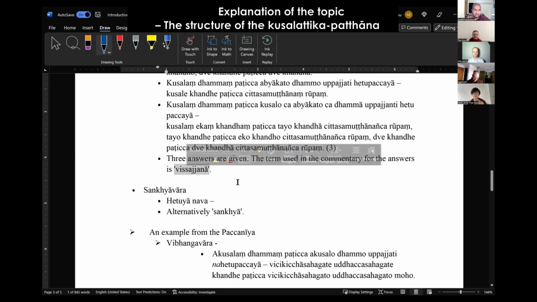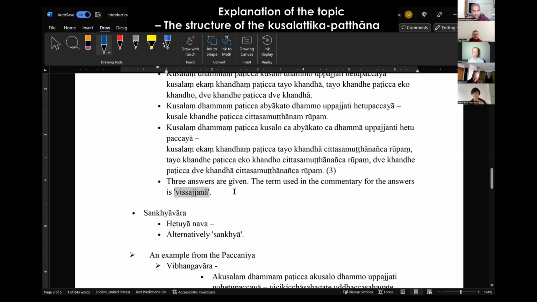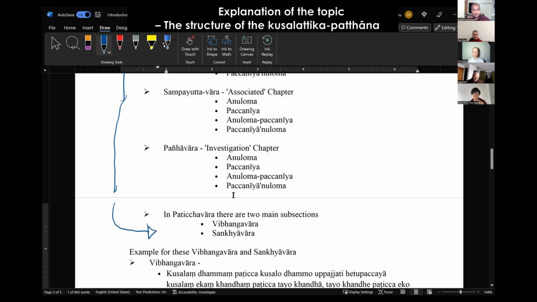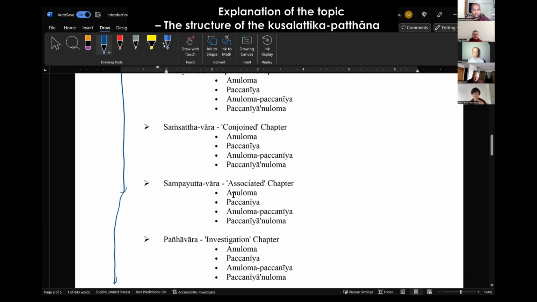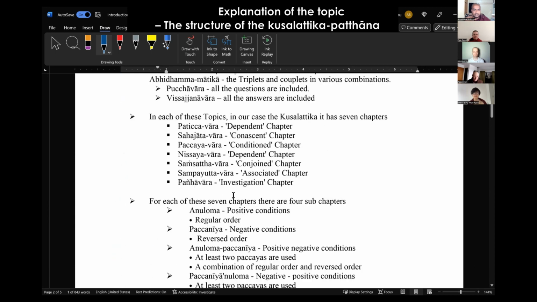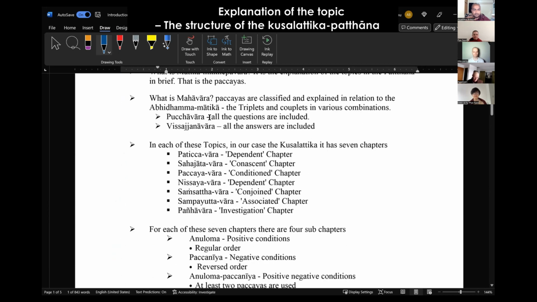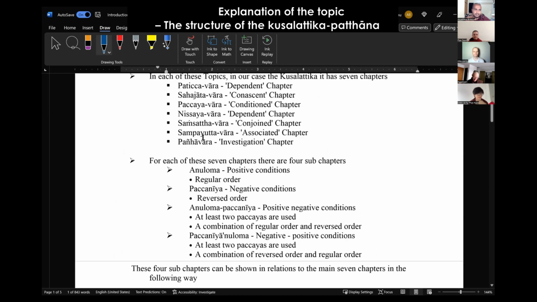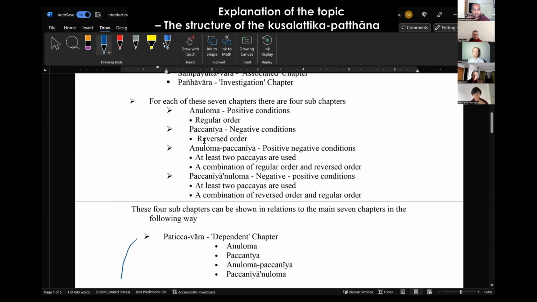So for these relationships, the term used in the commentaries is Vissajjana. Vissajjana means the answer. Why do we call this an answer? Because we saw in the Puccavara, the chapter of the questions, right? Vissajjana means the answers, right? So how many answers do we see? Altogether 9 answers.